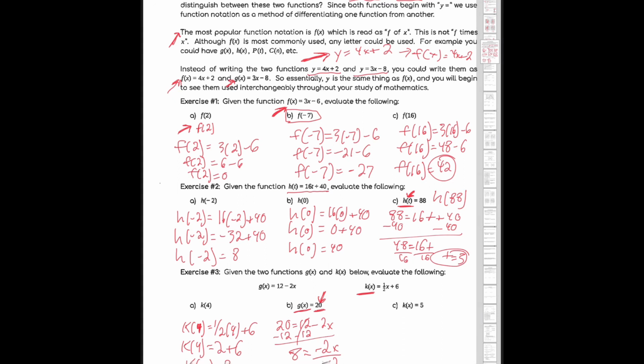And then our last, we have k of x is equal to 5. So that means here we are plugging in where we see k of x. So we're setting it equal to 5. 5 equals 1/2 x plus 6. Subtract 6, subtract 6. Negative 1 equals 1/2 times x. And we get that x is equal to negative 2.